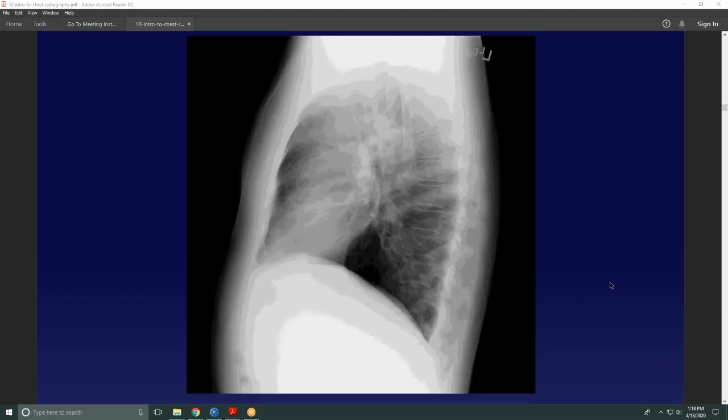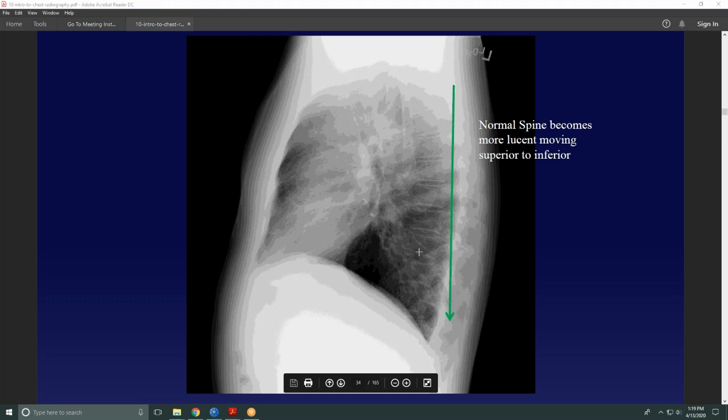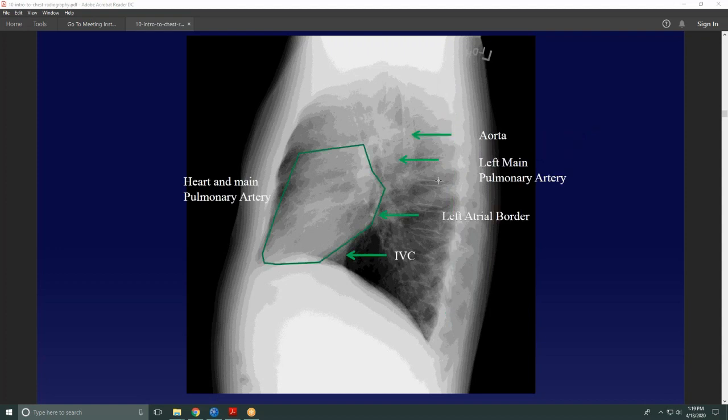Frontal view, now in the lateral view, something happened when I converted these images. They're not projecting well. But over here is your scapula, you can see a little bit of them here. That's your sternum anteriorly. The spine, normally from this point going superior to inferior, should become more lucent, and this is due to decreasing overlying soft tissues. This is the heart here. This linear boundary over here at the back of the heart is your inferior vena cava, the IVC.